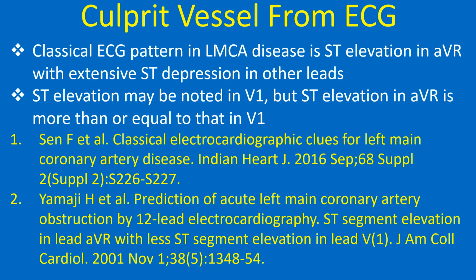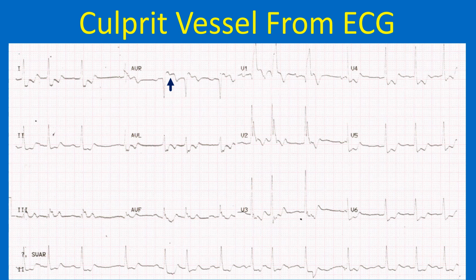Classical ECG pattern in left main coronary artery disease is ST segment elevation in AVR with extensive ST depression in other leads, most prominent in 1, 2 and V4 to V6. ST elevation may be noted in V1, but ST elevation in AVR is more than or equal to that in V1. This ECG shows ST elevation in AVR and V1 along with ST depression in inferior and lateral leads. ST elevation in AVR is more than that in V1, also suggestive of left main disease.